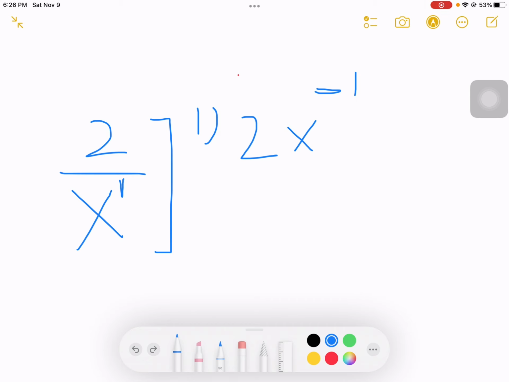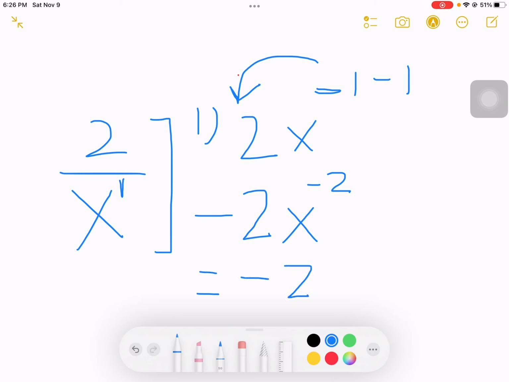So once it's negative, what you need to do is your normal rule, which is to subtract by 1 and bring your exponent to the front. So this would be negative 2x. Well, negative 1 minus 1 is just negative 2. Once again, if you have a negative exponent, you bring that down. So this would then become negative 2 divided by x squared.